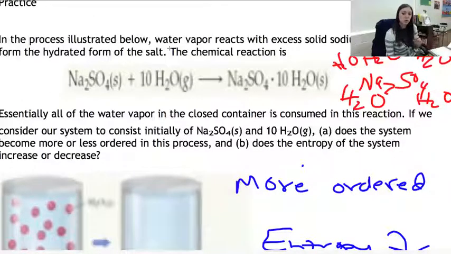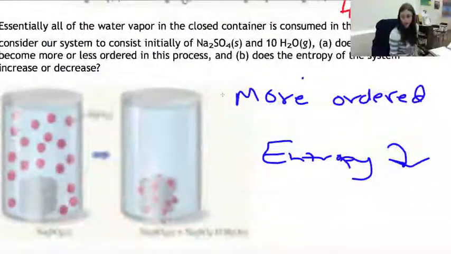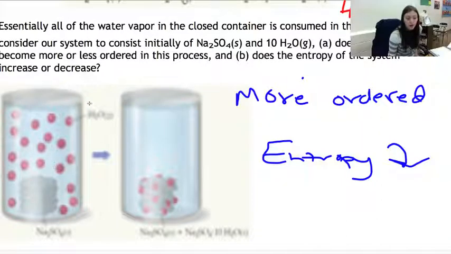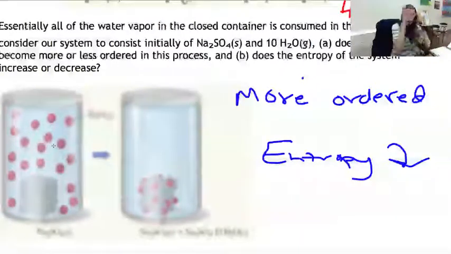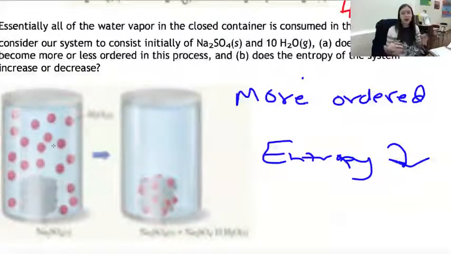Now, does your system become more ordered or less ordered, and does the entropy increase? Well, I've got the answer here. It's more ordered because I'm taking these little waters and I'm attaching them to a solid. So my waters now are no longer all around it. They're attached to it. They're stuck in a spot. So they're way more ordered in a solid than they are apart as a gas. Okay, gases are very random and have very high entropies. So my entropy is going down.